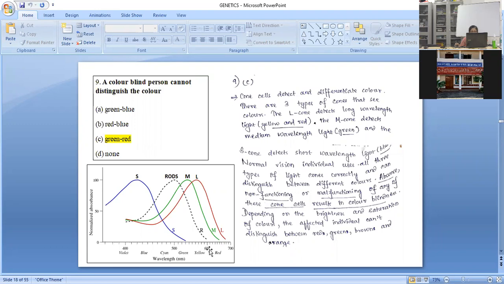So absence or non-functioning or malfunctioning, I have underlined the 3 things. Either absence, or the function is not normal, malfunctioning, or totally non-functioning of any of these cones can result in color blindness. So depending on the brightness and saturation of the colors, the affected individuals cannot distinguish red, green, brown, and orange. And mostly the red-green color blindness is the most prominent one. It is almost about 85% of the colorblind persons, they have difficulty in distinguishing green and red colors.